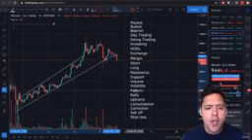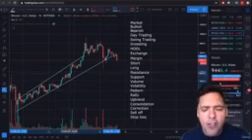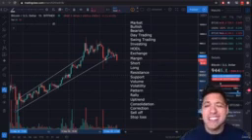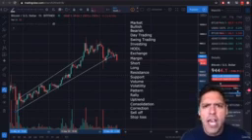Patterns refers to the various shapes that you can identify in the price movement of a cryptocurrency. So there's going to be a few. The rising wedge, the descending wedge, the ascending triangle, the descending triangle, cup and handle.